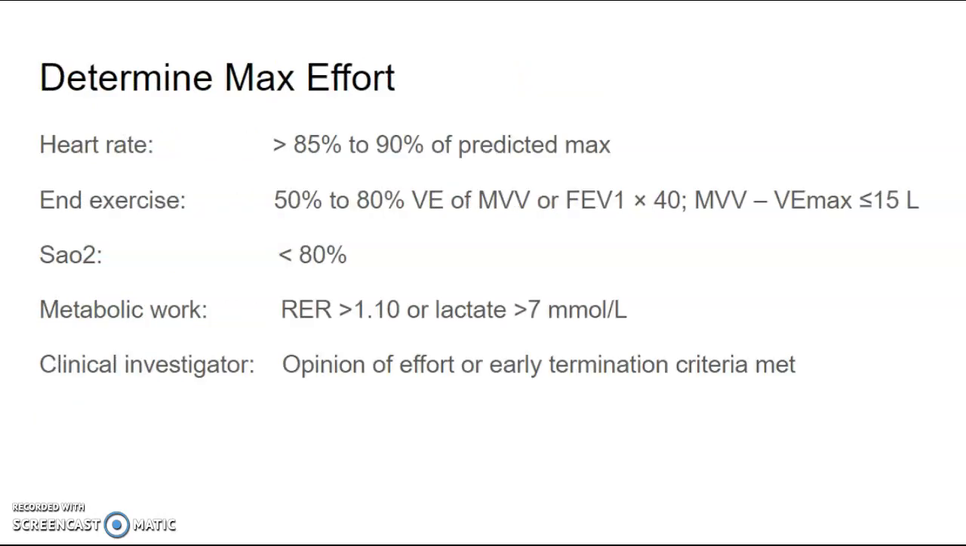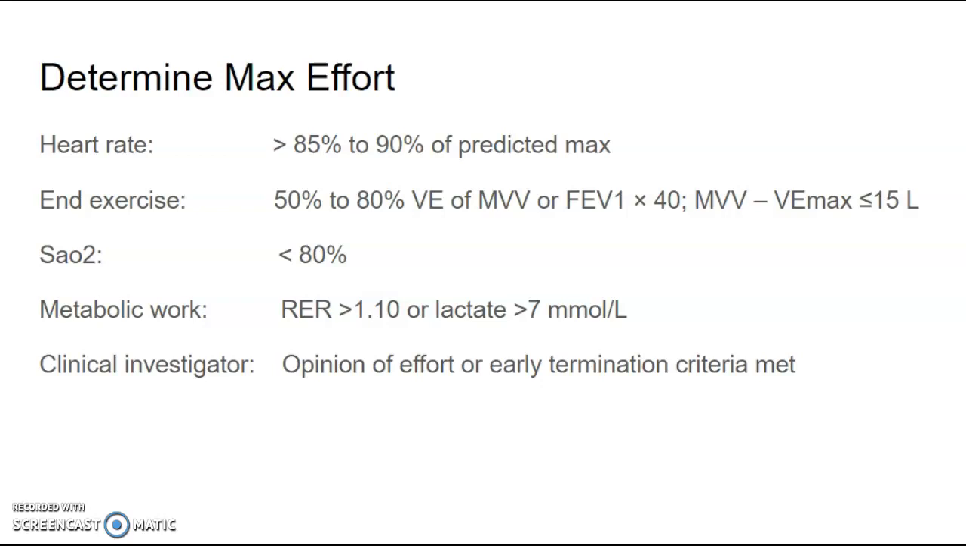Determining maximal effort can be done in a couple of different ways. The first way, and probably the most commonly used, is by looking at their heart rate. If the patient achieves greater than 85% to 90% of their predicted maximum heart rate, then we know that they have given their full effort.